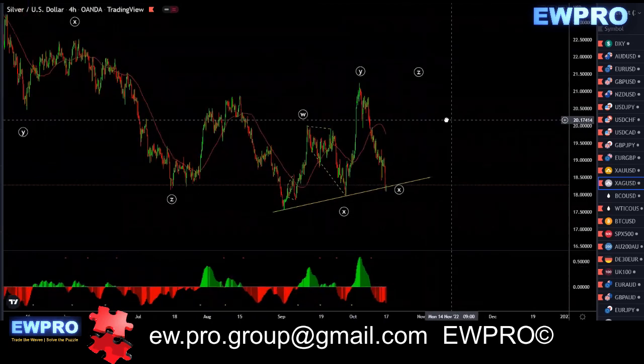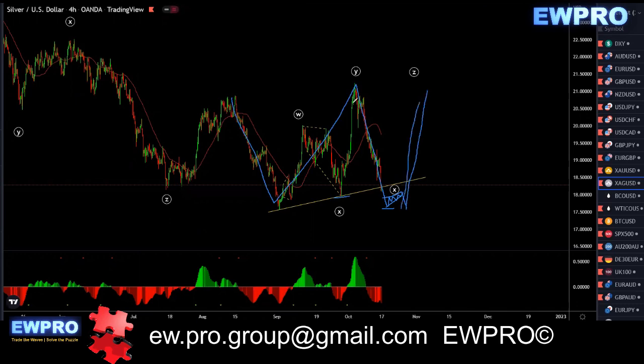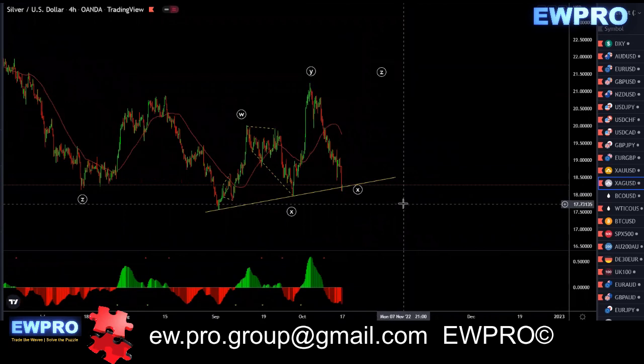Because if we're looking at this structure as like an A, B, C, this may come down, break that low. If it gives you a sell setup, well, it may just come down, break that low there, and then give you that larger impulse up for the flat, and then we'll be looking for downside. I'm more interested in the buy at this stage.